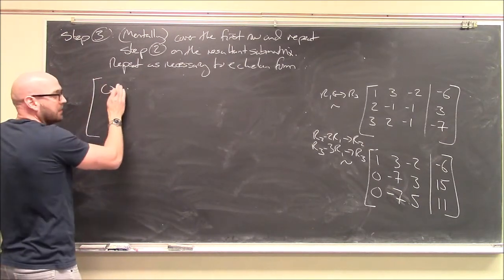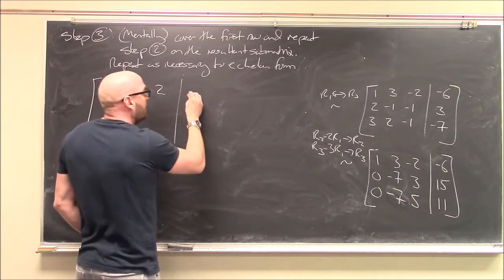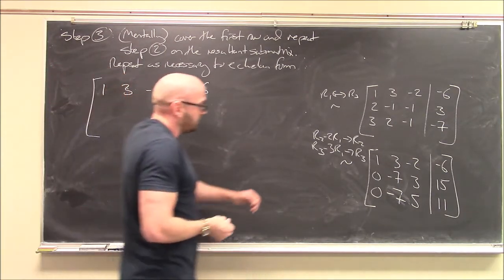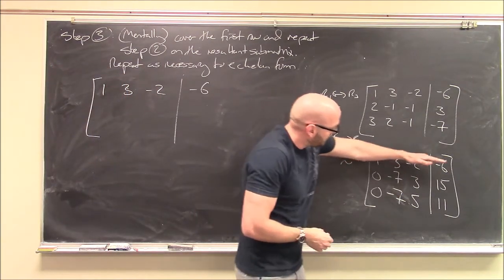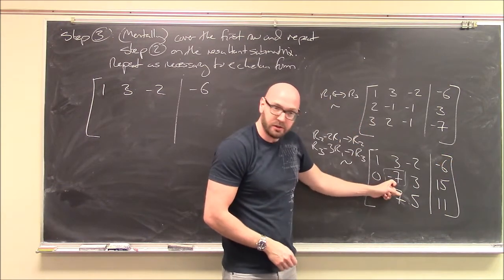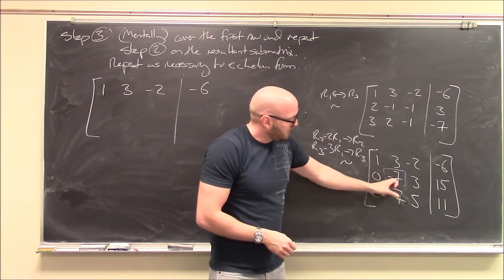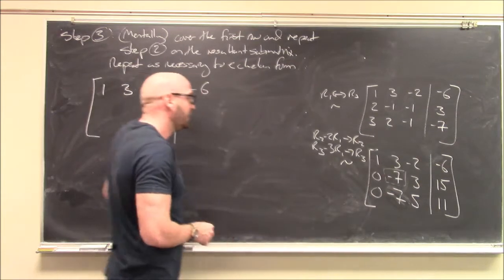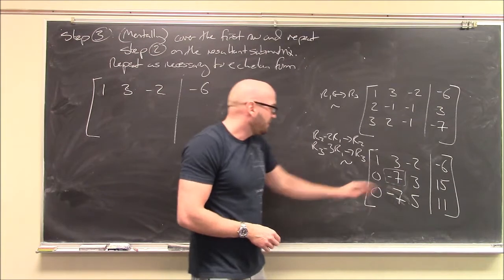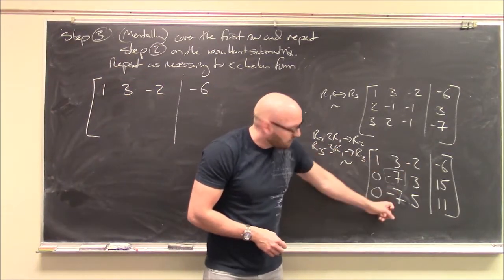So 1, 3, minus 2, minus 6. And now we've got this. So step 2 said, all right, now that I'm covering this up, now I'm going to look at this entry, and I need to put something non-zero here. Well, something non-zero is already there. I'd rather it be a 1 usually, but I can work with it as it stands. The only easy way I can see to make this a 1 is to divide through by minus 7. So we'll leave it as it stands, and we're going to use that to zero out everything below it.